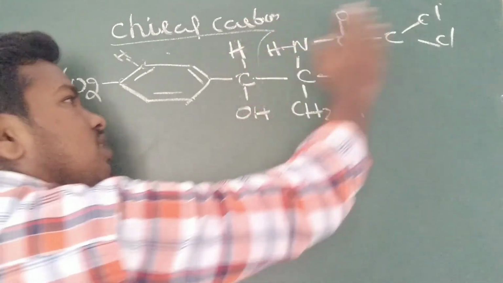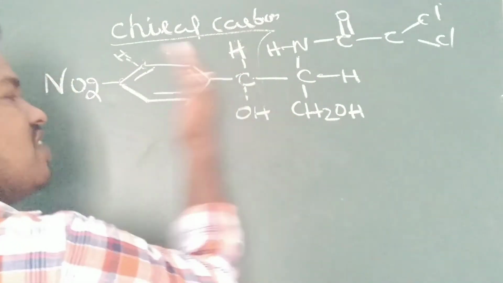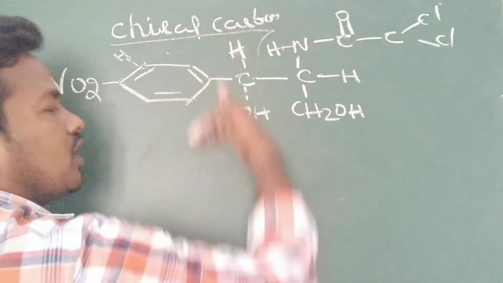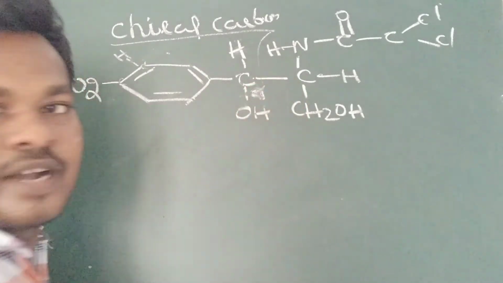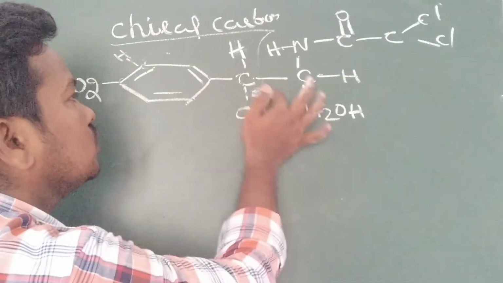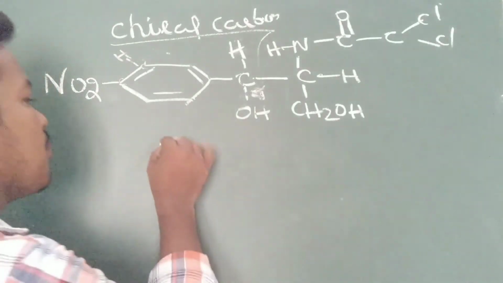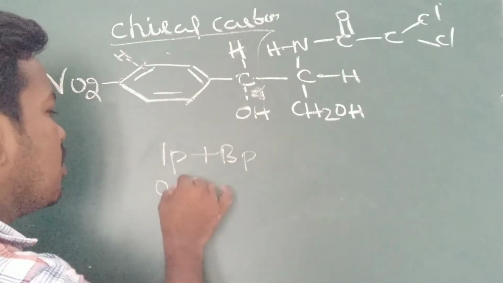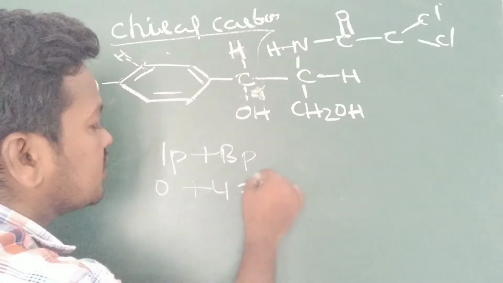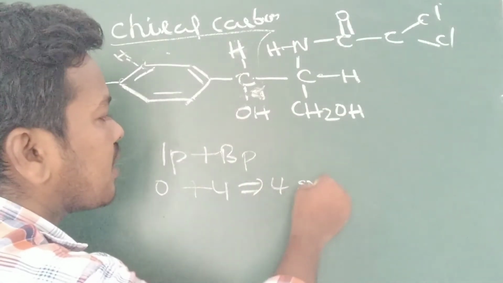This is one group, this is one group. Left side one group, right side one group, down side one group. So this is called sp3 hybridization. Of course, 1, 2, 3, 4: lone pair plus bond pair. Lone pairs how many? 0. Bond pairs how many? 4. Obviously it shows sp3 hybridization.